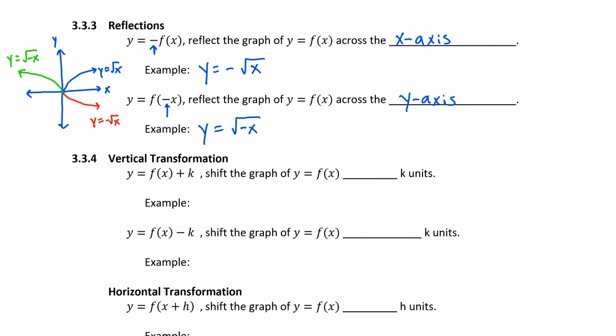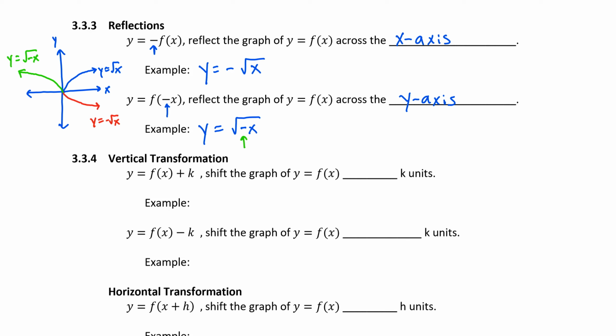Now, let me pick your brain. Is that negative under the radical bothering anyone? It might bother you because we've been saying you can't have a negative under the radical. That'll give you an imaginary number, and we can't plot an imaginary number in the plane. Why can we do it with a function?